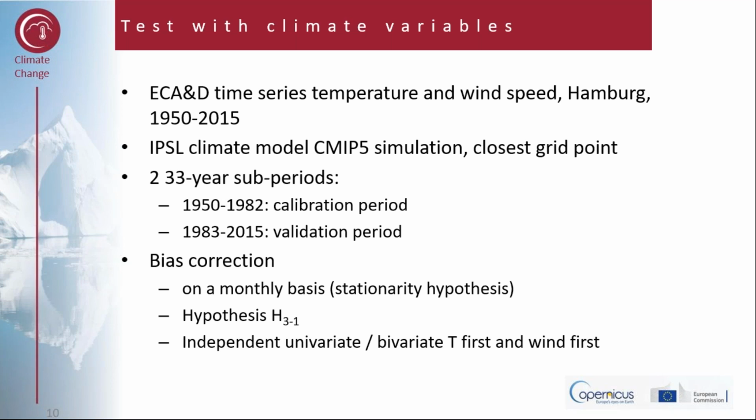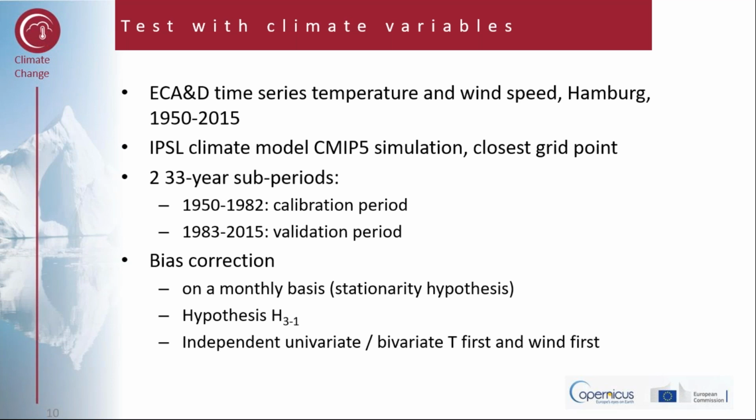So we first tested the method with temperature and wind speed for Hamburg, again taken from the EKND dataset for a long period between 1950 and 2015. And for the climate model, I'll just use one climate model, the IPSL climate model used in the CMIP 5 exercise, and just downloaded the closest point to Hamburg.